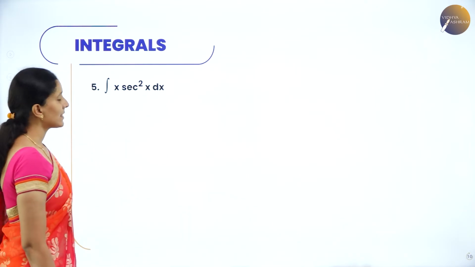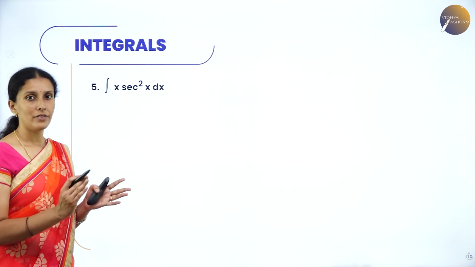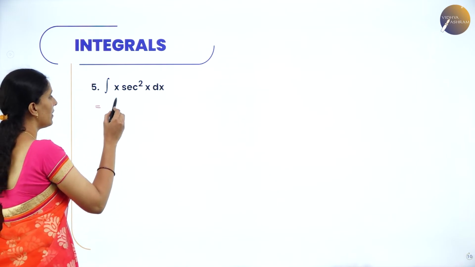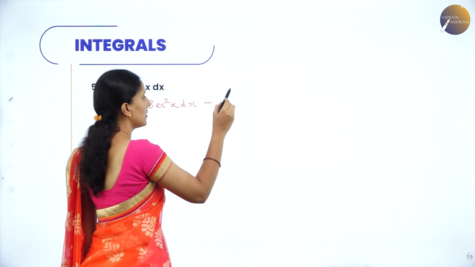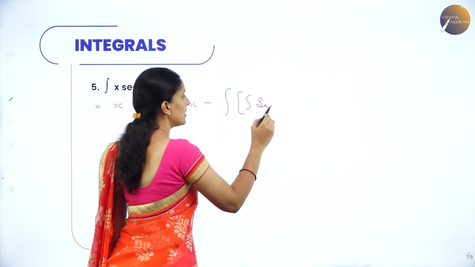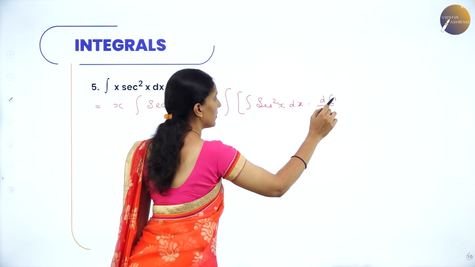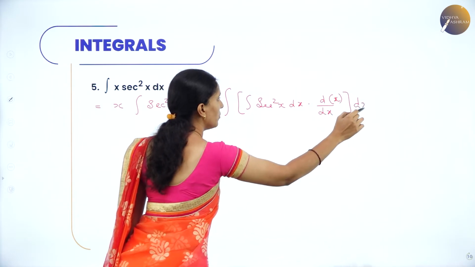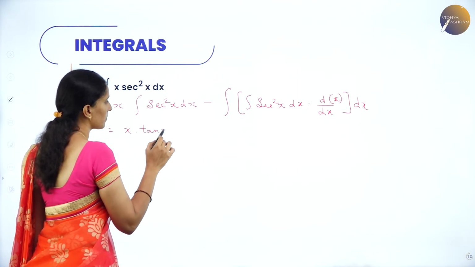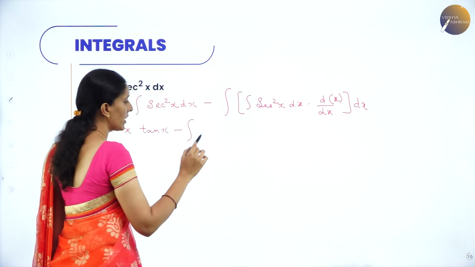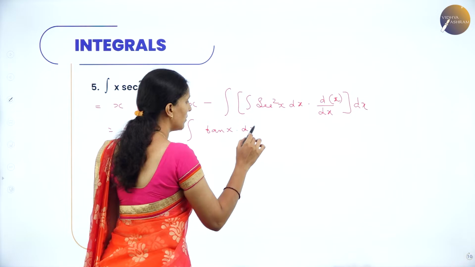Next one. x into secant square x. This is already given. So first algebraic and then trigonometric. Let us take this first function, integral of second, minus integral of second into derivative of first, x, with respect to dx. So what is the integral of secant square x? Tan x. Minus the integral of tan x, what is the derivative of x? It is 1. So tan x into dx.